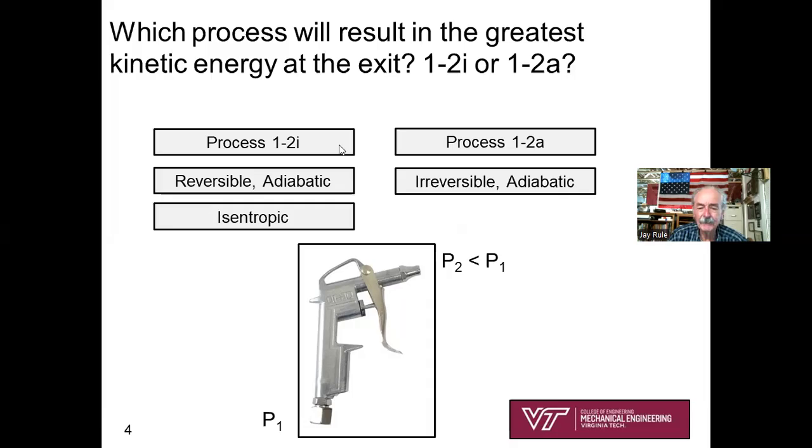Okay. Well, let's see which one. So if you have a choice of process 1 to 2, either isentropic or actual irreversible adiabatic, which do you figure is going to give you the highest kinetic energy? I think you know. So we've got two choices. We're going to pick a reversible adiabatic nozzle, or we're going to pick an irreversible adiabatic nozzle, both insulated. Which is going to give you the best output kinetic energy?